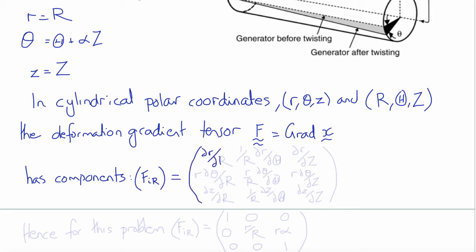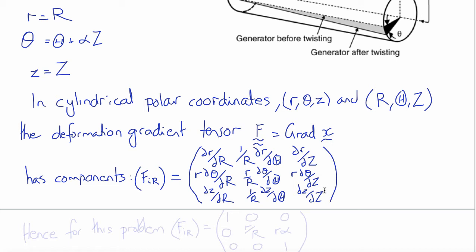del little r del big R, just as you'd expect. But then instead of del little r del theta, an element of length in the circumferential direction is r d theta. So this is 1 over big R del little r del big Theta, then del r del Z. Then similarly, instead of being del theta del R here, it's r del theta del R, because an element of length is r d theta. Then r d little theta over big R d big Theta, r d theta dZ, dz dR, 1 over R dz d capital Theta, d little z d big Z.